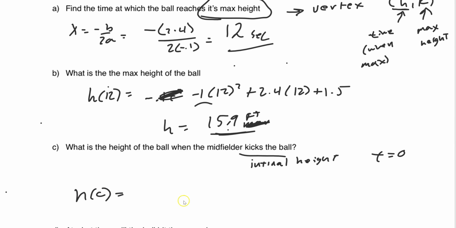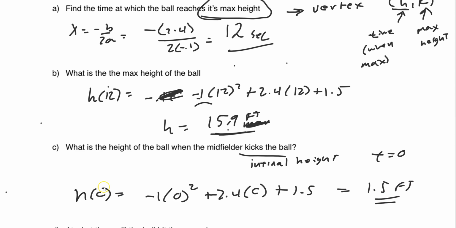H of 0. So negative 1 times 0 squared plus 2.4 times 0 plus 1.5. So 1.5 feet. It's initially at 1.5 feet. So if I ever want to know when this happens at the start, that's initial, so it's typed in 0.